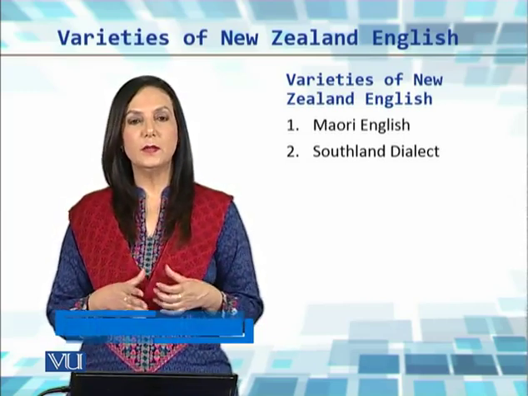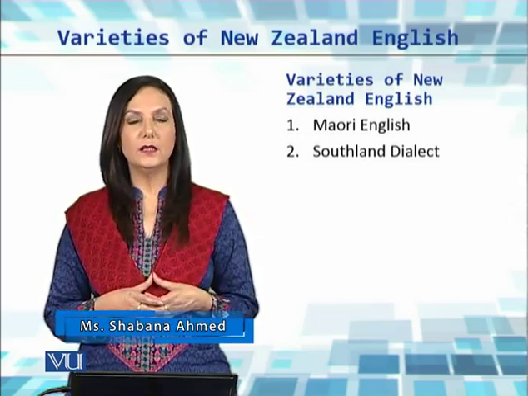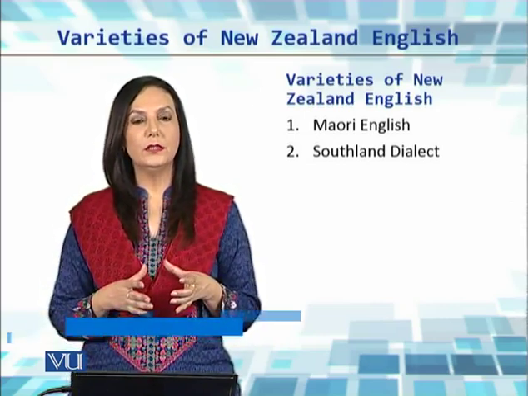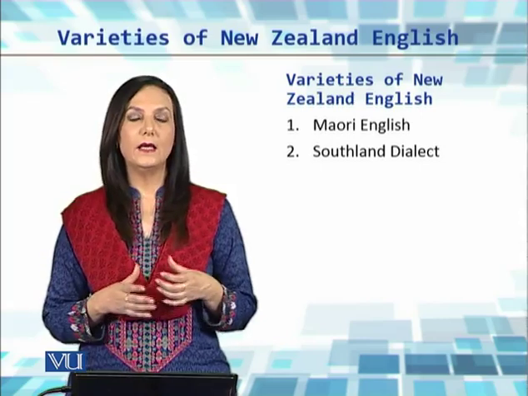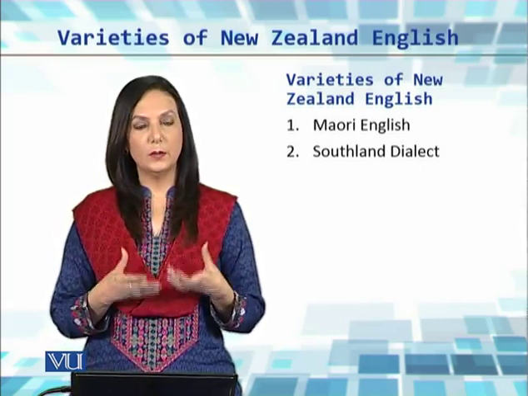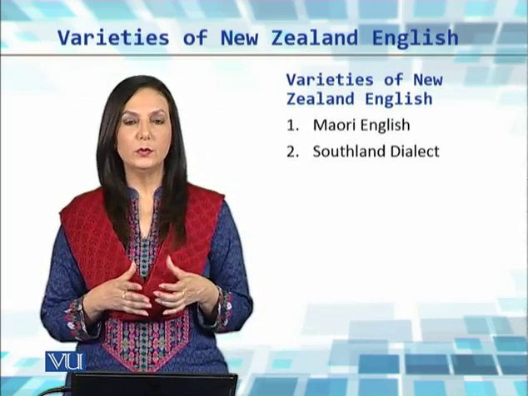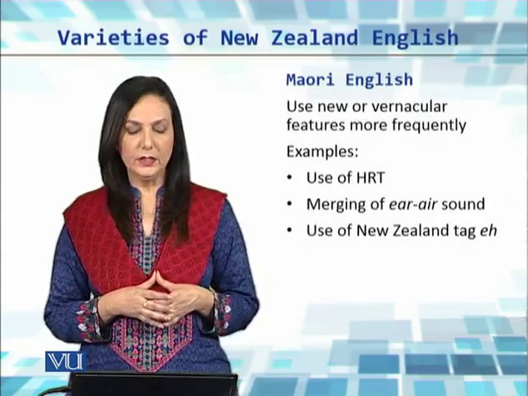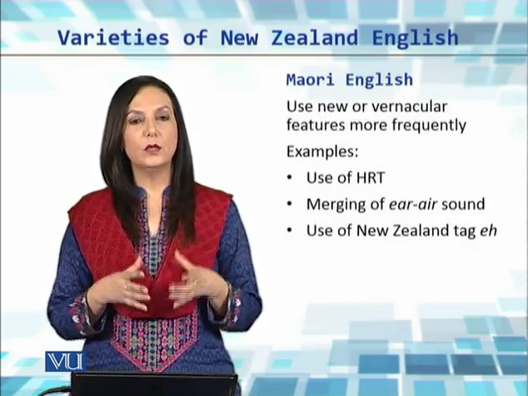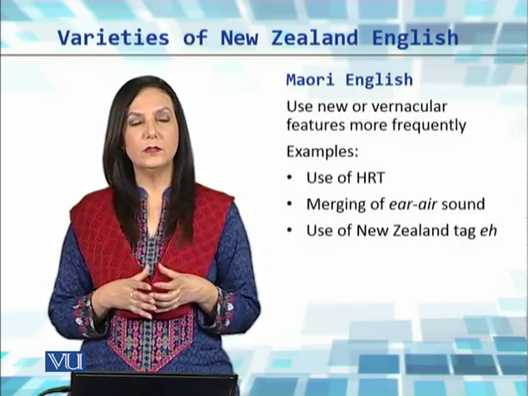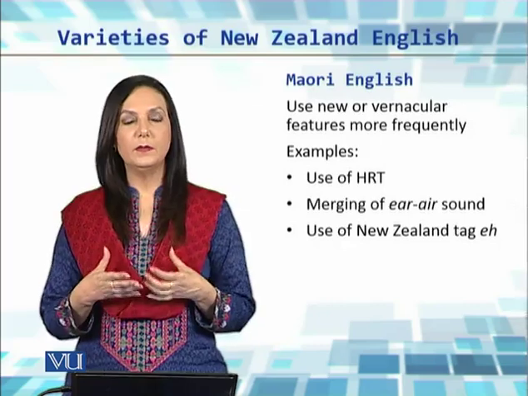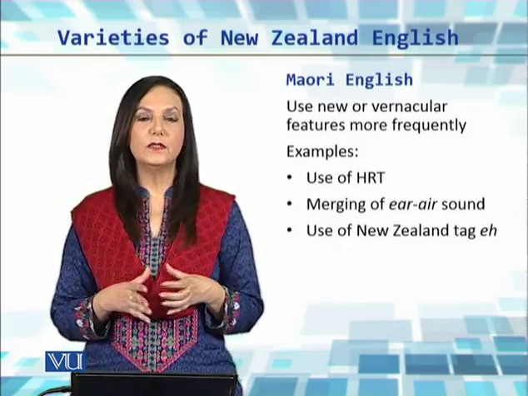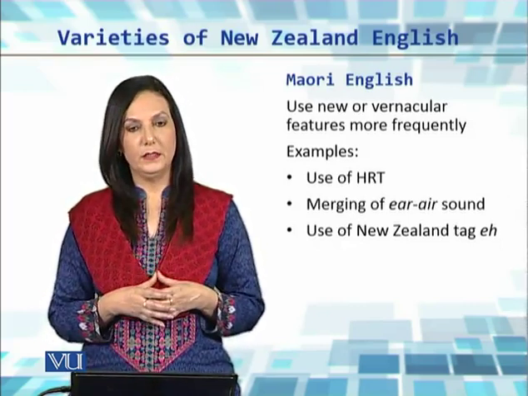Maoris are the indigenous people of New Zealand, just as Aborigines are the indigenous people of Australia. Maoris belong to the Polynesian group, and they came and settled in what is now called New Zealand between 800 to 1300. Maori English is a result of the contact between the English-speaking settlers of New Zealand and the Maori people of New Zealand. We observe that in Maori English, the use of vernacular is more frequent.